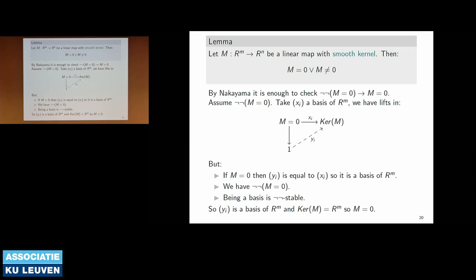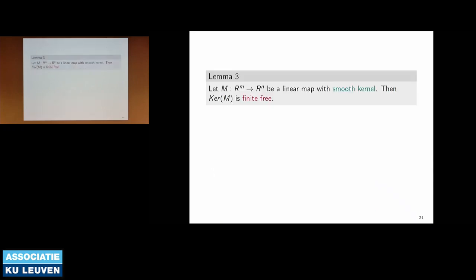You have not m equals 0, but being a basis, it means that some determinant is different of 0. So in particular, it's not stable. And so from this, you conclude that the y are indeed a basis. And so that m is equal to 0.